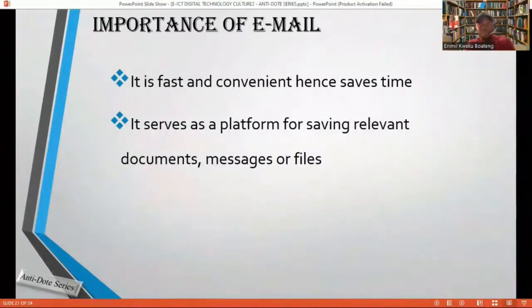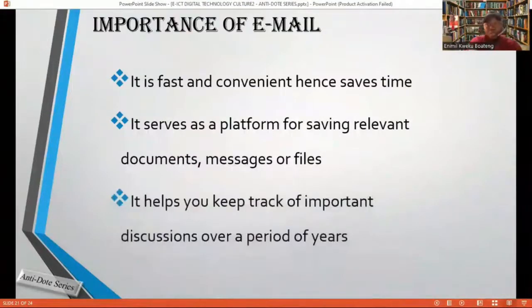So you're able to track messages and communications that you've had over the years with someone, and get abreast with what is happening. It serves as a platform for saving relevant document messages or files. They stay there until you no longer need them, then you go ahead and delete them. Even when you delete them, they stay in your bin for 30 days before finally being cleared. So yes, it's a very good place to save or to track messages. It helps you keep track of important discussions over a period of years.